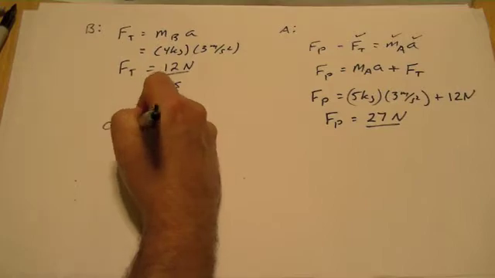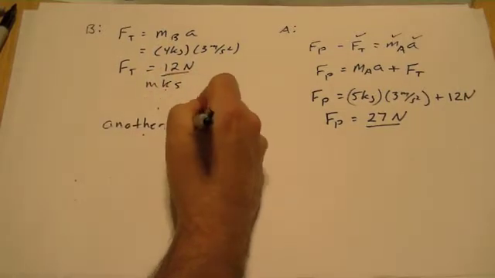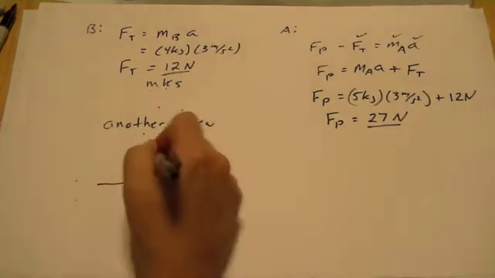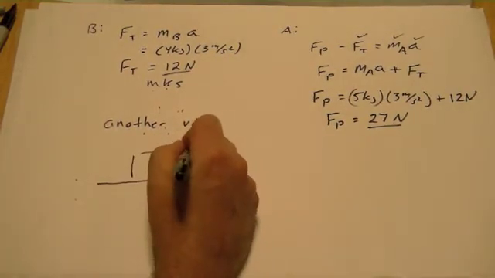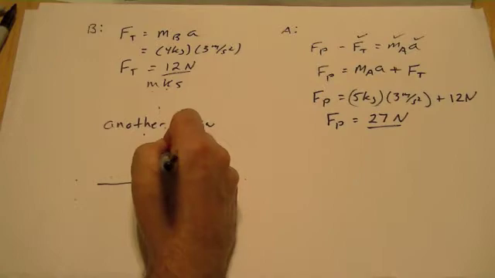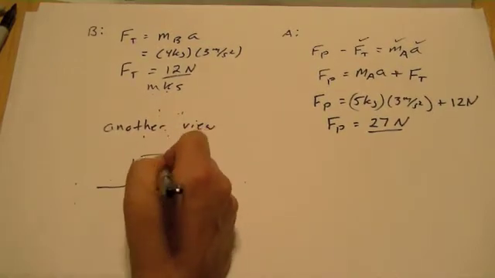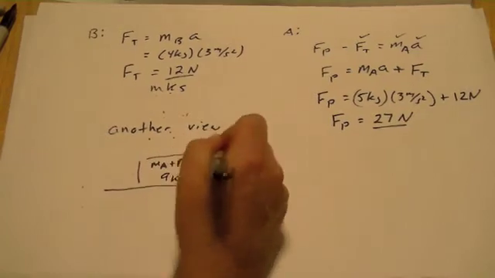So let's take a look at another view. Another view would be to say that I have a combined mass, MA plus MB, equal to 9 kilograms.